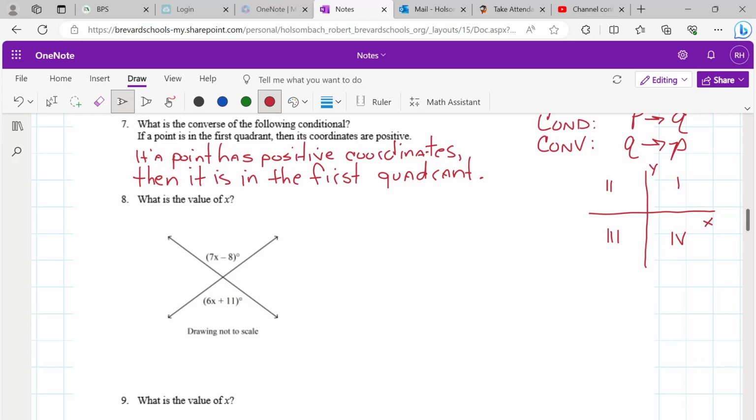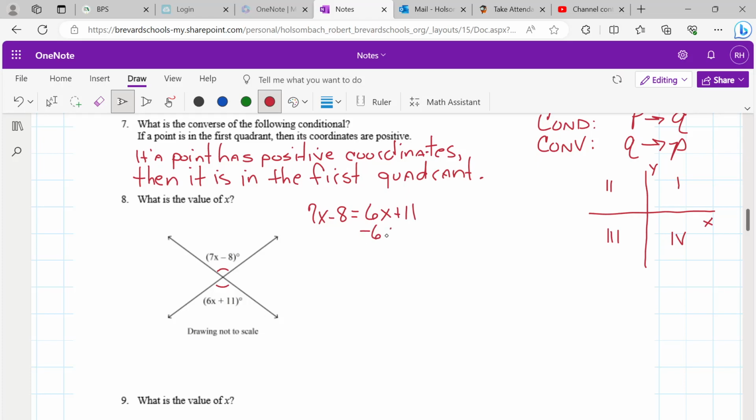All right, so a couple review problems here. What is the value of X? These angles are formed by two intersecting lines. Their relationship is that they are vertical angles, and vertical angles are congruent. So our 7x minus 8 is equal to 6x plus 11.